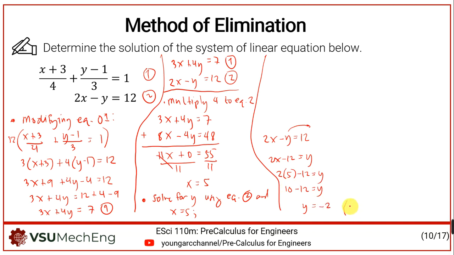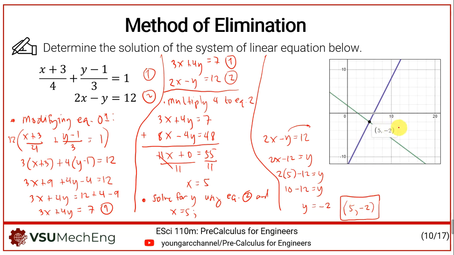So in ordered pair, we have the solution of our system of linear equations with values 5 for x and negative 2 for y. If we plot these two equations, we will see that the point of intersection has coordinates (5, negative 2). So that's correct. Our green line, by the way, corresponds to our second equation, and our blue line corresponds to our first equation.